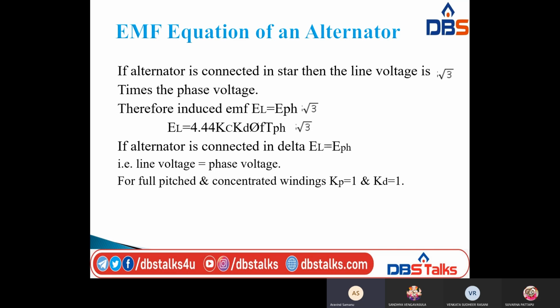If the alternator is connected in delta, then in this case the line voltage is equal to the phase voltage. For full pitched and concentrated windings, Kp is equal to 1 and Kd is equal to 1. So for full pitched and concentrated windings, the pitch factor and distribution factor value is always 1. These are the important points. We will discuss all of these in the coming problems.